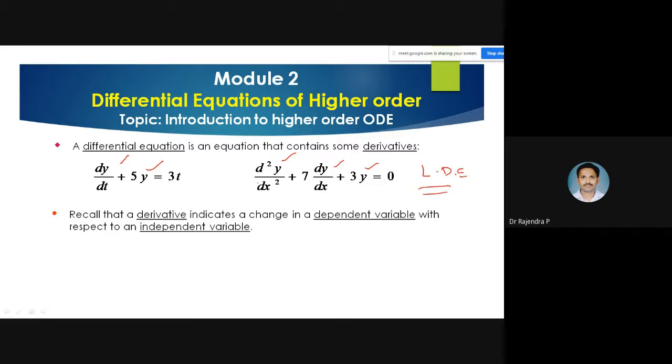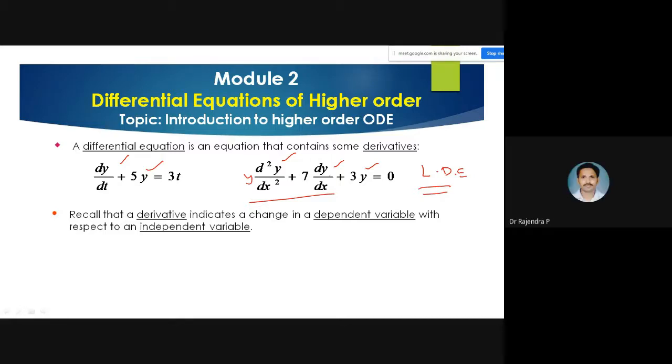Suppose some derivative is multiplied with y, the dependent variable, then I can call it a non-linear differential equation. That we will discuss later, how to handle this, non-linear to linear. That part we'll discuss later. Is it clear? Have you understood linear differential equation?